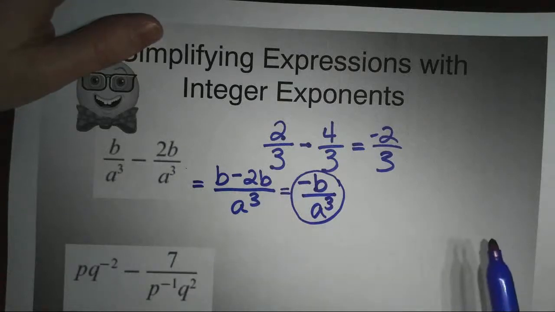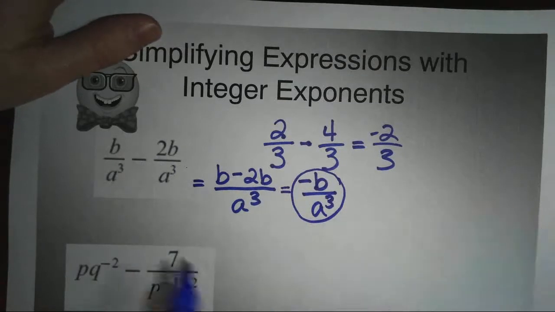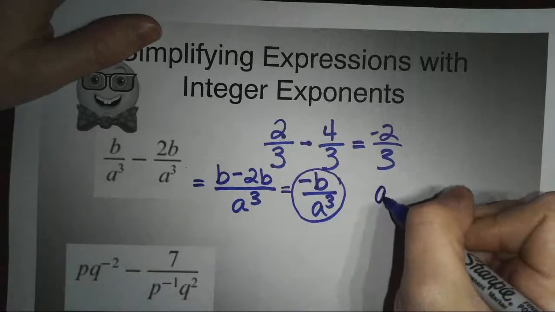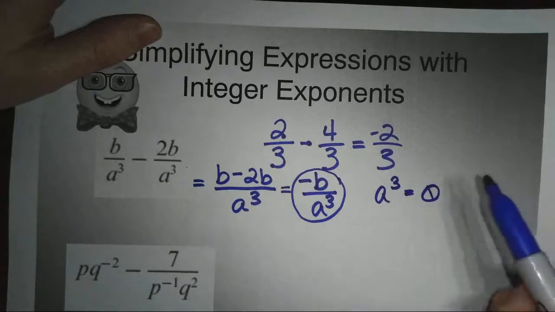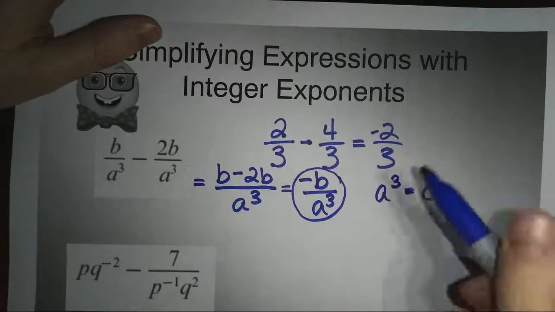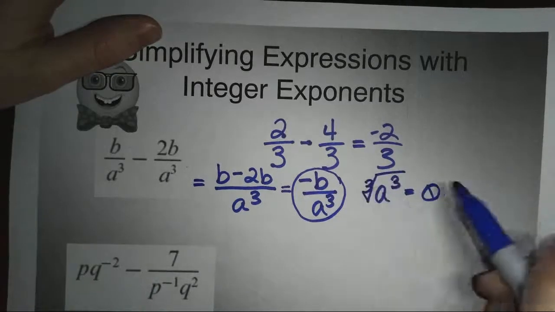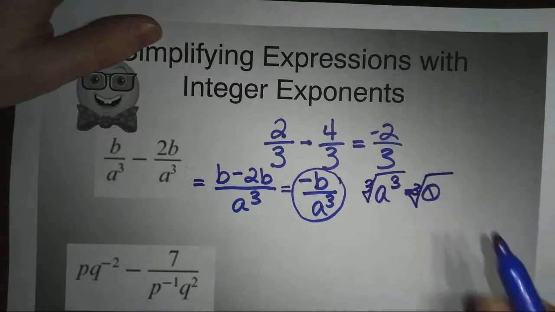Now again, it's a rational expression, so we have to take the denominator in the original equation, a to the third, and set it equal to 0 to find our excluded values. Now to undo this third power, we would take the third root, and we have to do that to both sides.